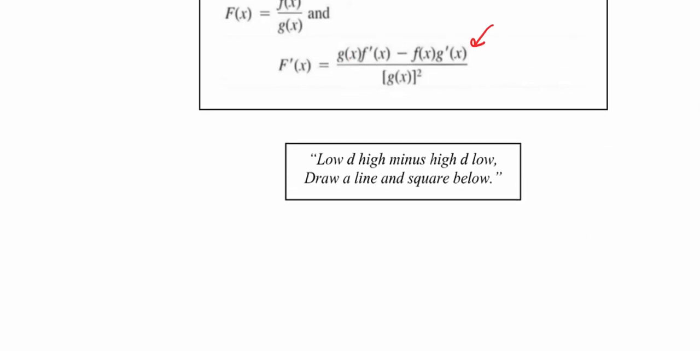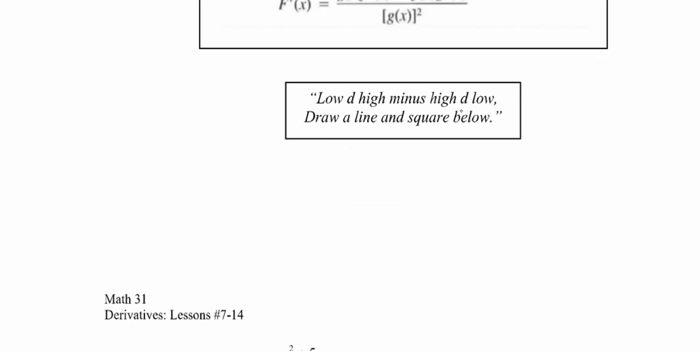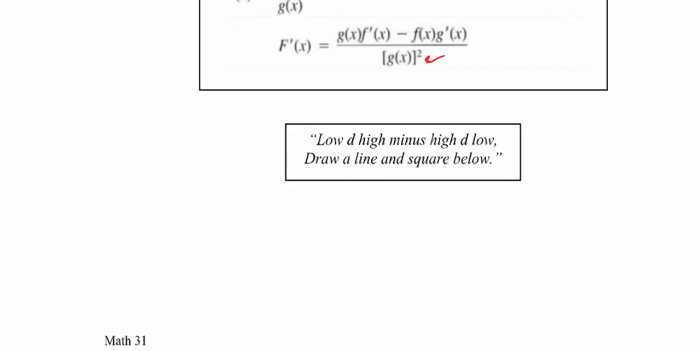All right. Now a little way to remember it: low d high minus high d low. So low means the one in the denominator. Sorry, I mean the other way around there. Low, and then the derivative of the high one, minus high, so f, times the derivative of the low one, so g. I don't know if that helps. You have it on your formula sheet if you want. Then draw a line and square below, which just means square the bottom one. All right.